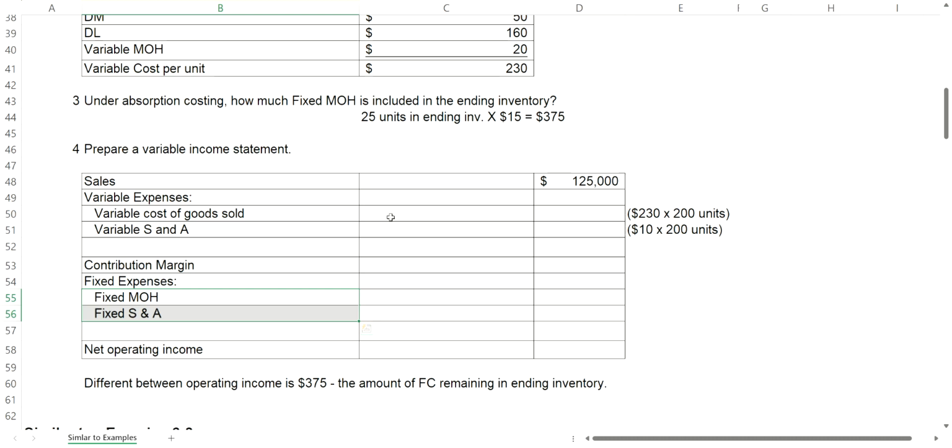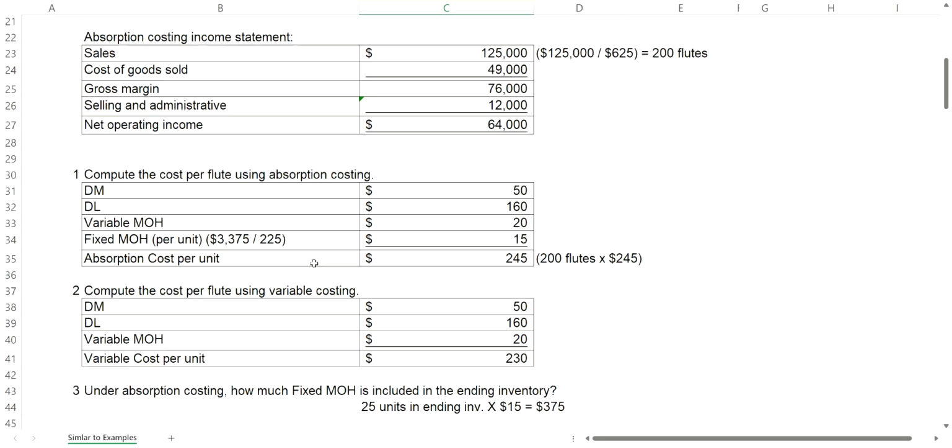Okay, so let's start with variable expenses. And I have the calculations out to the side. Remember that we sold 200 units. The income statement is based on what we sold. The cost per unit using the variable method is $230. So $230 times 200 units sold is $46,000.